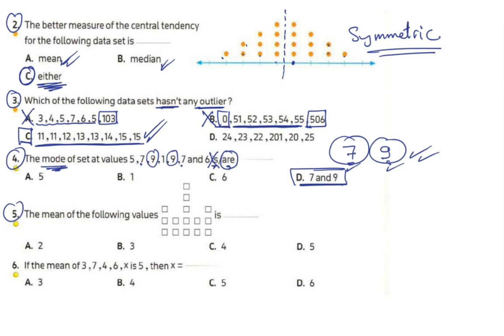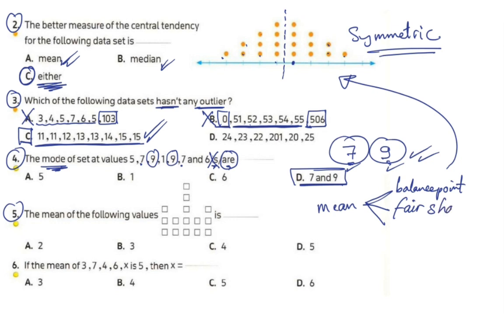Okay, point 5, the mean of the following values. We know that to calculate the mean, we have three ways. The first way is the balance point. I will use the balance point if I have a dot plot. The second way we learned is called fair share. I use it when we have just a figure like this. And the last one is the rule, if we have just a group of values. So for this figure I will use the second way, fair share.